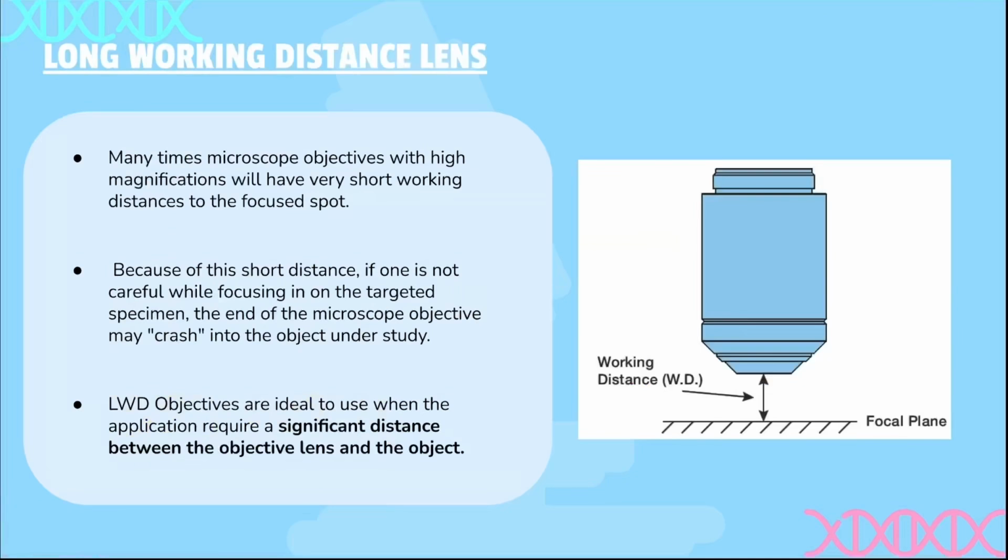So by that, we use long working distance objectives, which are really ideal when the application requires a significant distance between the objective lens and the object. For many applications, a long working distance is highly desirable, and long working distance objectives are particularly useful when examining specimens through thick glass walls for chemicals and metallurgical microscopy, where the objective front lens must be protected against environmental hazards such as heat, vapors, and volatile chemicals by a thick cover slip.